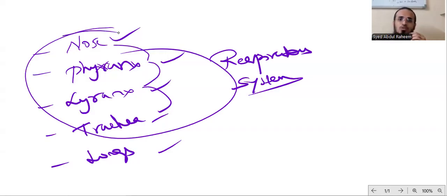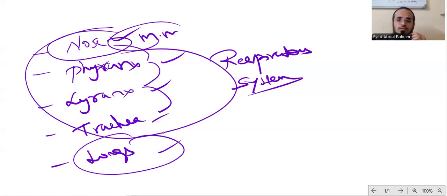Okay, so in the nose, you have mucous membrane. In the pharynx, larynx, trachea, everywhere you have mucus. Why is there mucus? In the lungs also, we have mucus. Why we need mucus? Because that is to protect the organs from the infection. So when air passes, if any bacteria, dust particle, or anything is there in that air, it will attach to that mucus. Okay, then it will expel through the cough.